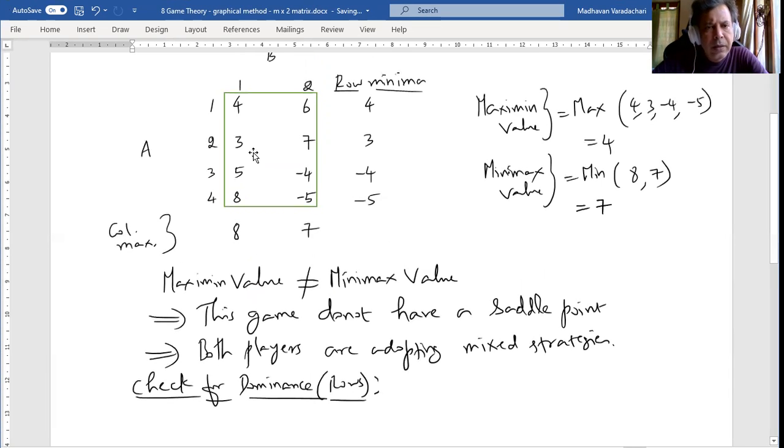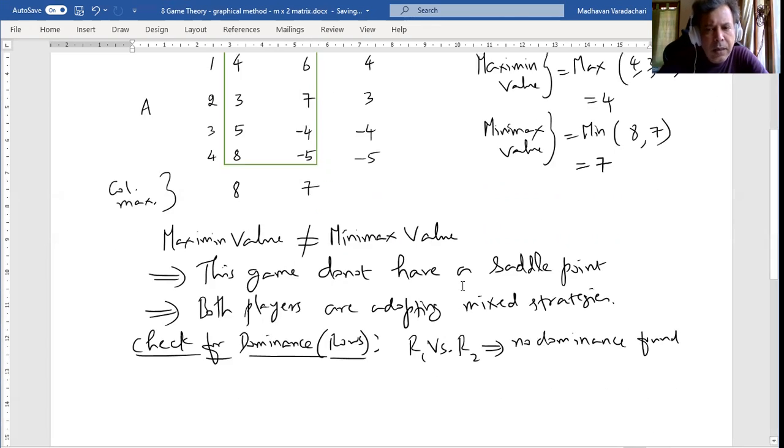Let's check that. Row 1 versus row 2. 4 is larger than 3, whereas 6 is lesser than 7. So no dominance found. Then R1 versus R3. 4 is lesser than 5, 6 is larger than 4. Again, no dominance found.